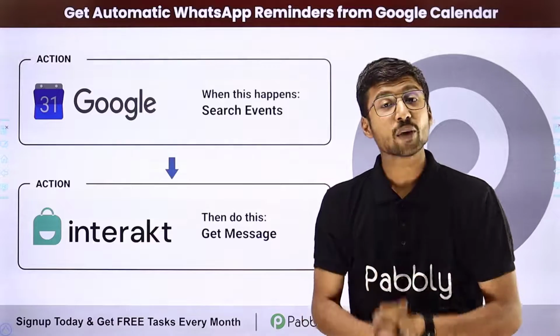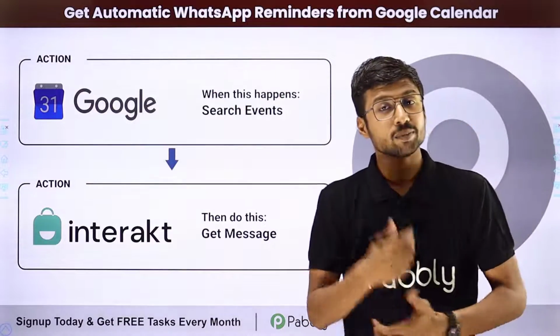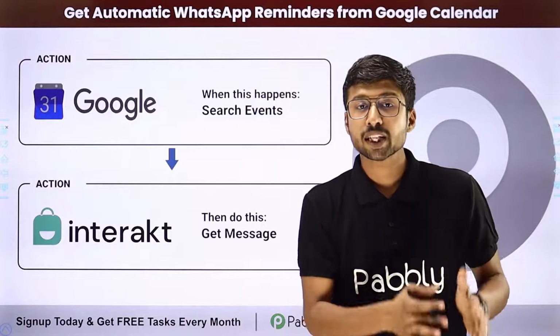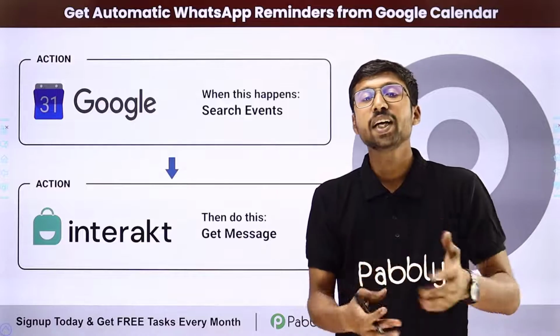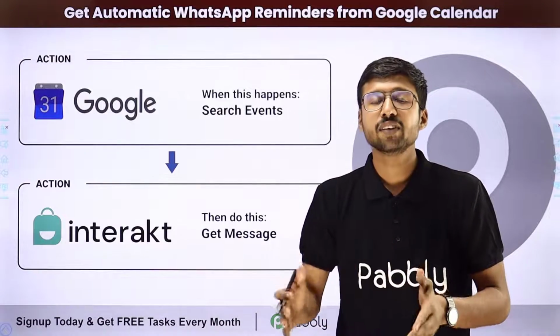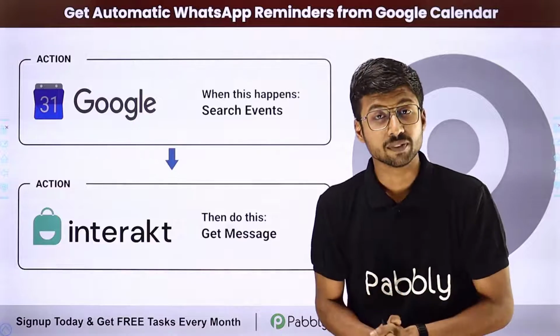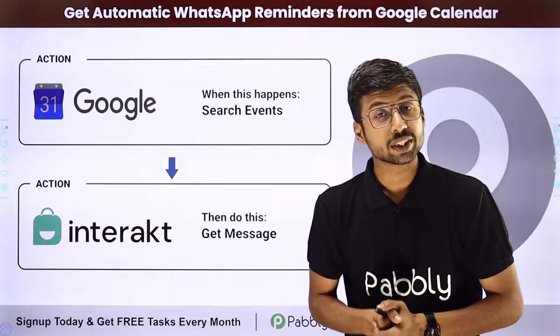So in this video, we are going to learn how to get automatic WhatsApp reminders from Google Calendar. Now suppose, guys, you are using Google Calendar to manage all of your important events and meetings, and you want that every day in the morning, you get all the details of that day's events as a WhatsApp message with all the event details from Google Calendar. So let me tell you, you can actually automate this process.